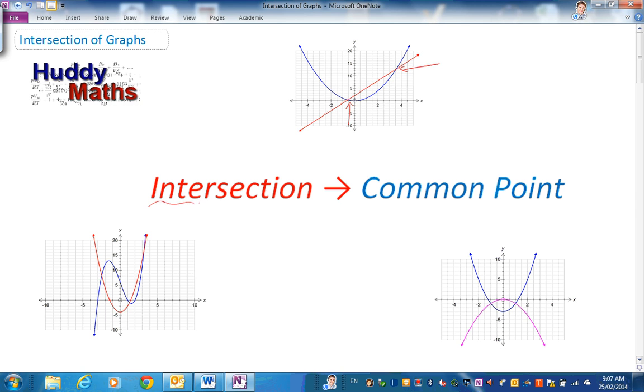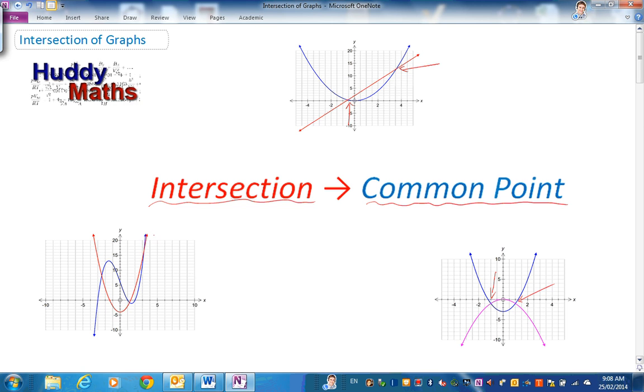And intersection, of course, means the two graphs have a common point. Okay, so that might be a clue as to how we might find that algebraically. And we're going to do it both ways. We're going to do it with technology and algebraically. So come down here, two parabolas might intersect like that. What would be the equations of these two? You might think about that.